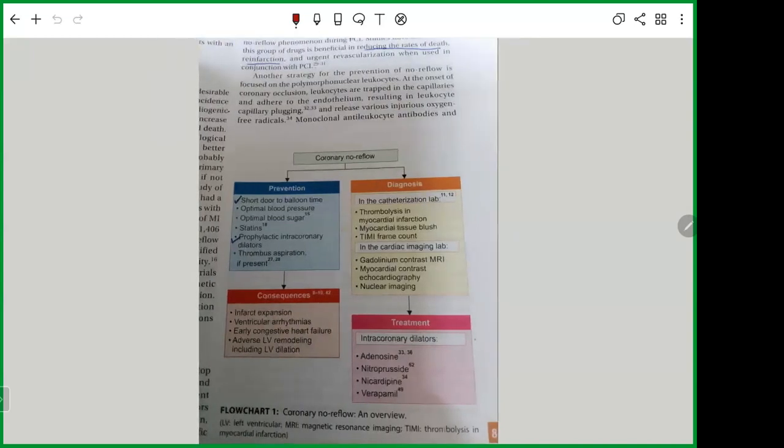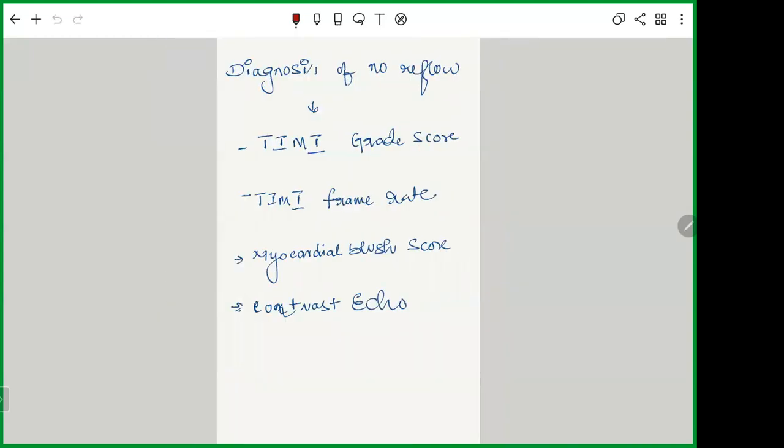Okay. This is the diagnosis of the no reflow. Once we have discussed the pathophysiology, that is endothelial damage, fibrin, platelets, and vasospasm and tissue edema. Second is microcirculatory obstruction with the neutrophils and platelet plugs. And third thing is risk factors. Next, how to diagnose a no reflow phenomenon.